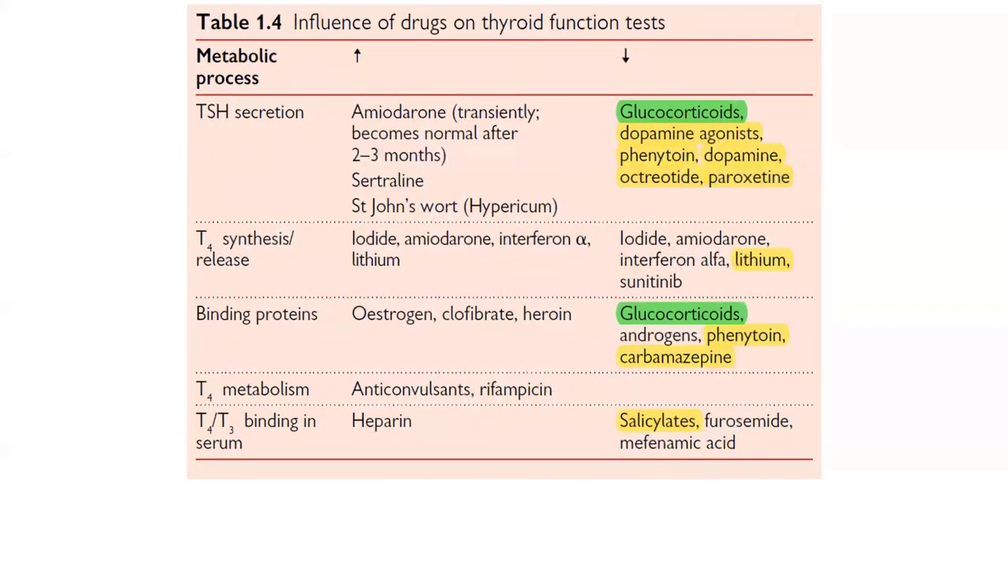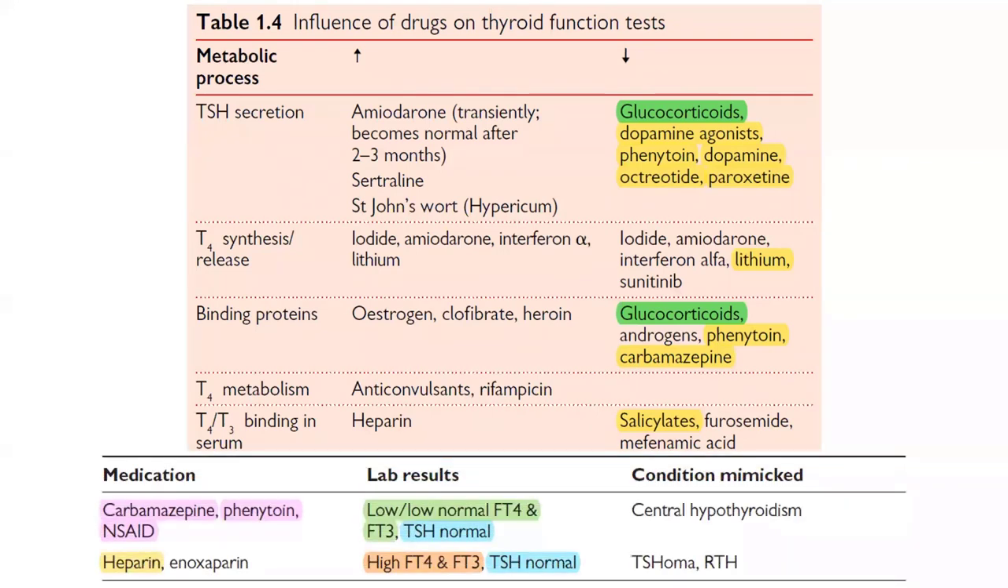And this is the influence of drugs on thyroid hormone. Don't forget that glucocorticoids, dopamine, phenytoin and octreotide all lead to decreased TSH secretion. Don't forget that salicylate decreases the binding of T4 and T3, and also furosemide. And don't forget that heparin will affect the free thyroid hormone.